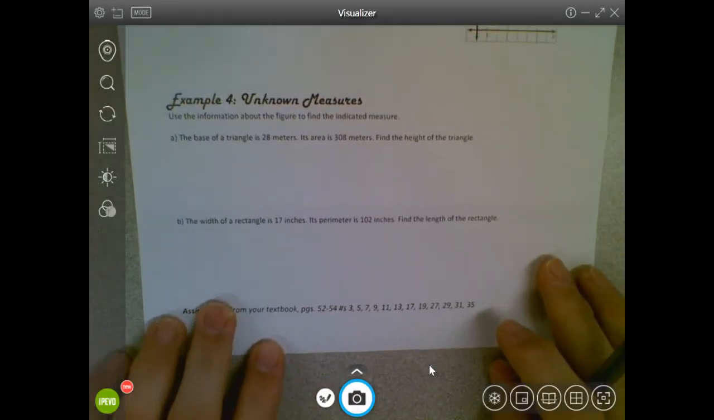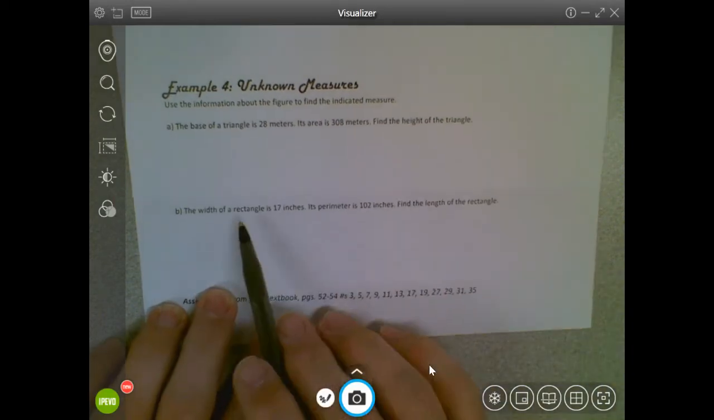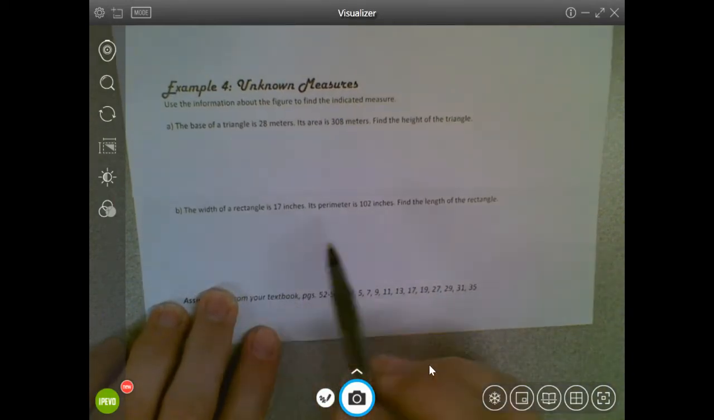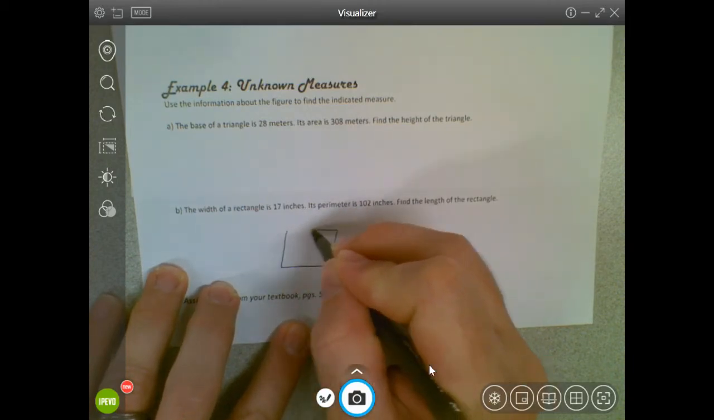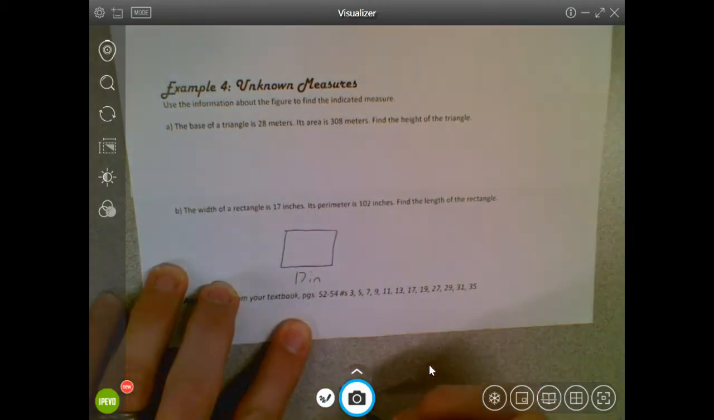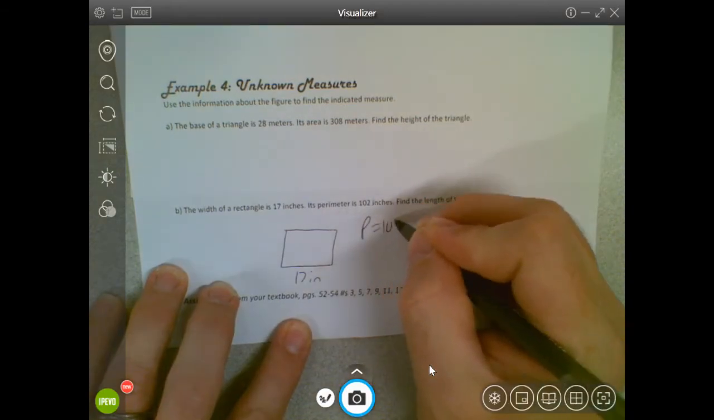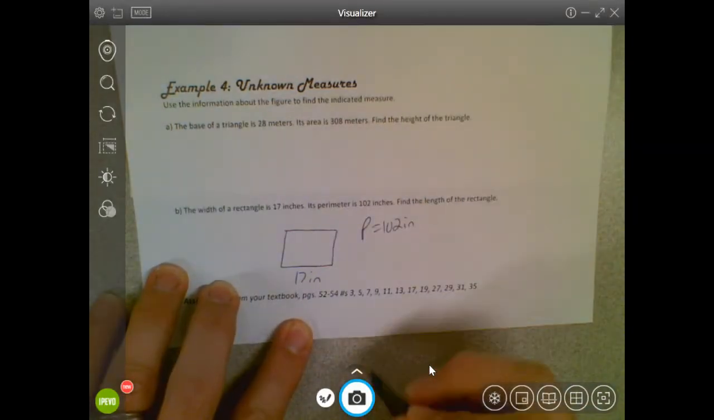All right, hopefully now you're ready to solve B. Example B here. So this time we have a rectangle. We have a rectangle whose width is 17 inches. So 17 inches. The perimeter is 102 inches. And they're asking you to find the length of the rectangle here.